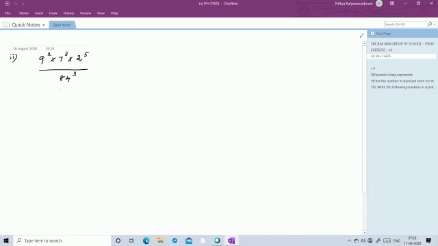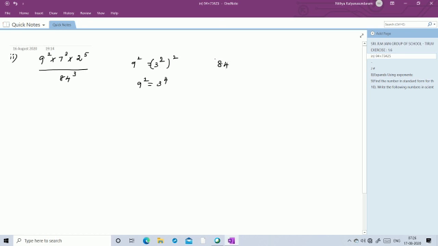Next question: 9² into 7³ into 2⁵ divided by 84³. Here also, by using the exponents law, you can simplify. 9² we can write (3²)². Then we have the power 2, so 3² whole square. 2 2s are 4, so 3⁴. So 9² we can write as 3⁴.